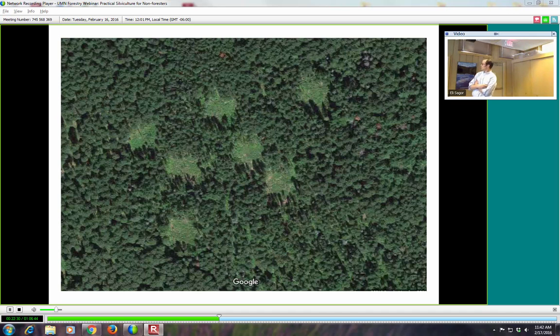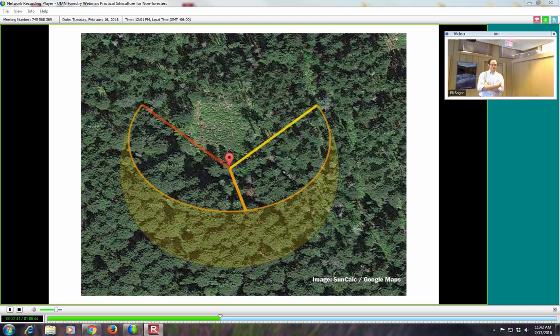This is an example of what this treatment might look like from the air. So a series of small gaps distributed throughout a larger, relatively intact matrix. And I said before that depending on the gap size, you can end up with either larger or smaller areas of higher and lower light.